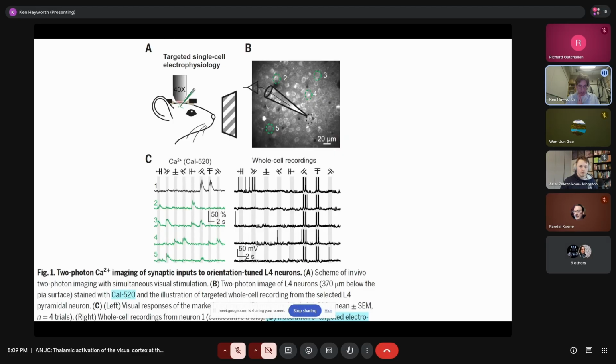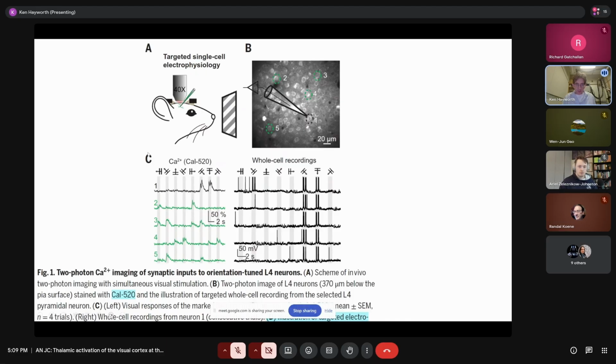Okay, so the first thing they did is they used a calcium indicator, Cal-520, to label all of the neurons in layer 4 of this mouse, so that they could look at their orientation selectivity. So here is the mouse. There's a two-photon microscope that's looking at layer 4, deep into its visual cortex. It's being shown grating patterns. Those grating patterns are going in different directions.